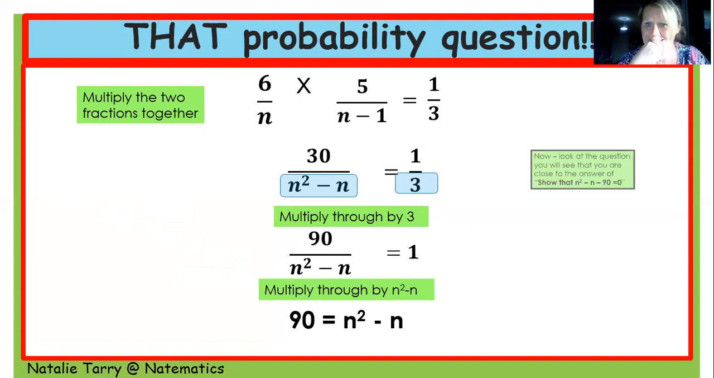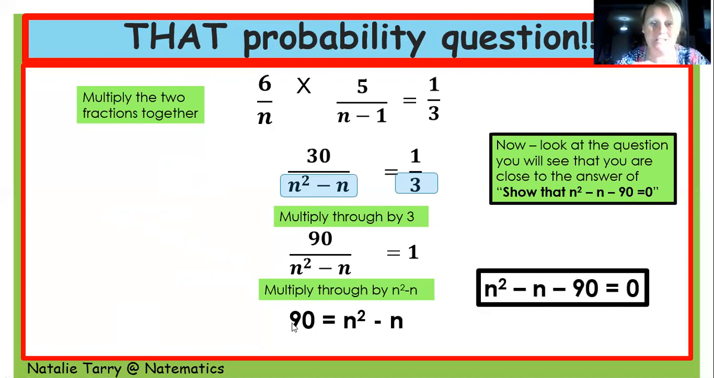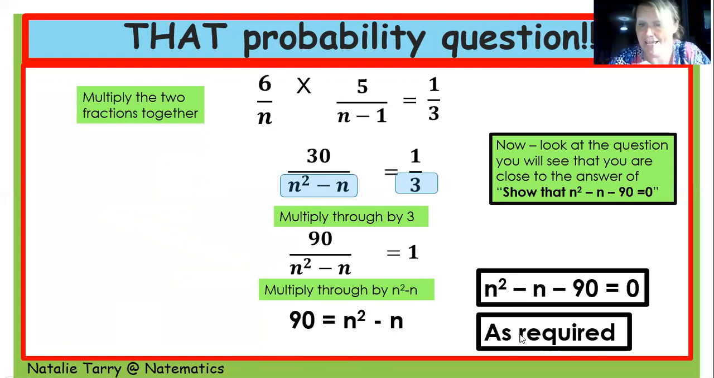This is looking quite close, isn't it, now, to what we need? So I suggest look at the question. You'll actually see we are incredibly close to that. Show that n squared minus n minus 90 equals 0. Just have a moment and think how we can actually get from what we've got now to what we need at the end. That's right, if we just manipulate it slightly, we take the 90 over to the same side as that, which becomes minus 90, and we're left with this 0 on here. And all I've done is swap the right-hand side with the left-hand side. So there we go. n squared minus n minus 90 equals 0, as required.